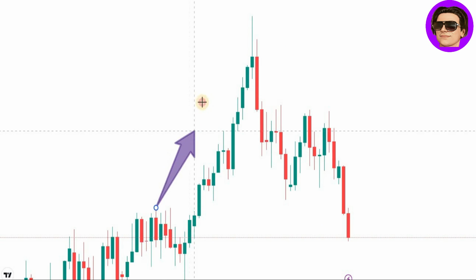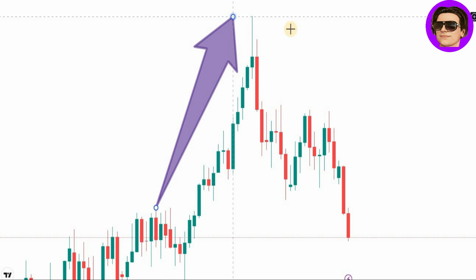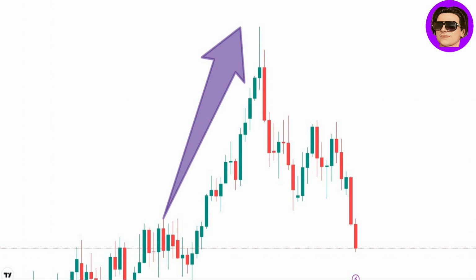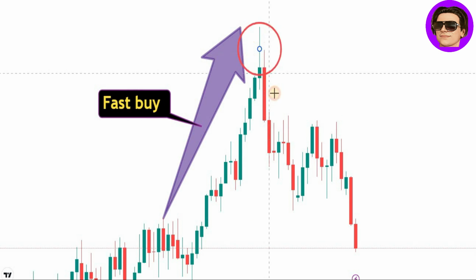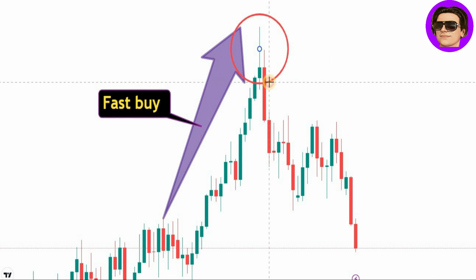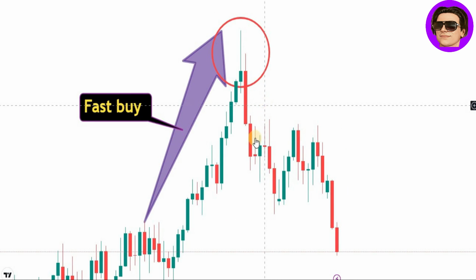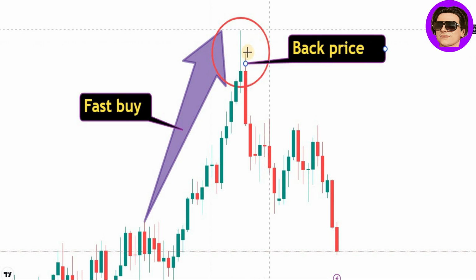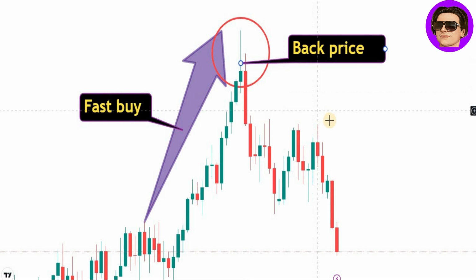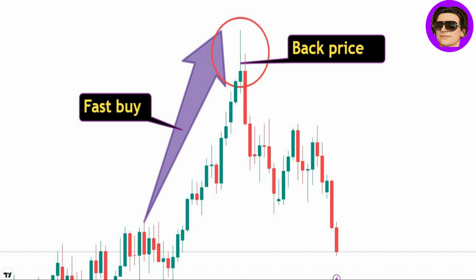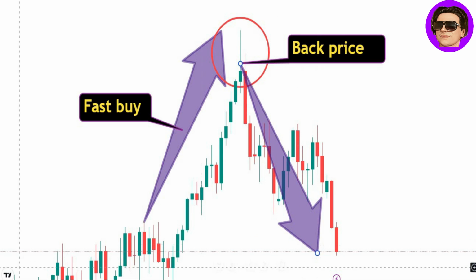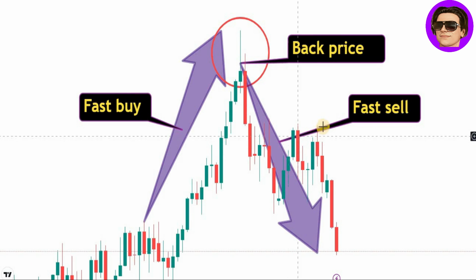Look at the chart, look at here. This part is fast buy. Speed fast buy. This area is back price, is return price. This area and back price. After back price, go sell, fast sell. Yes, this area is fast sell.